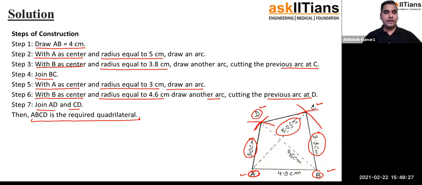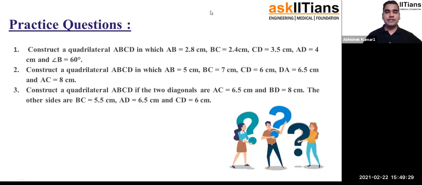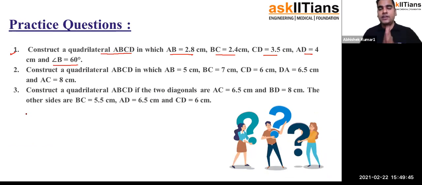Done? All right. So these three questions you guys have to try as homework or practice. The first question: you need to construct a quadrilateral ABCD. AB is given, BC is given, CD is given, AD is given, and angle B is equal to 60 degrees. That means all four sides of the quadrilateral are given, and one of its angles is also given. So you have to construct this quadrilateral. This is case number one that we discussed in today's session. And you have to write the steps of construction also.